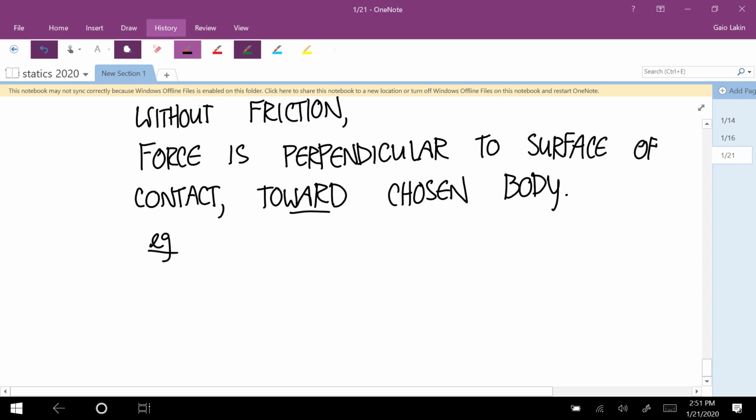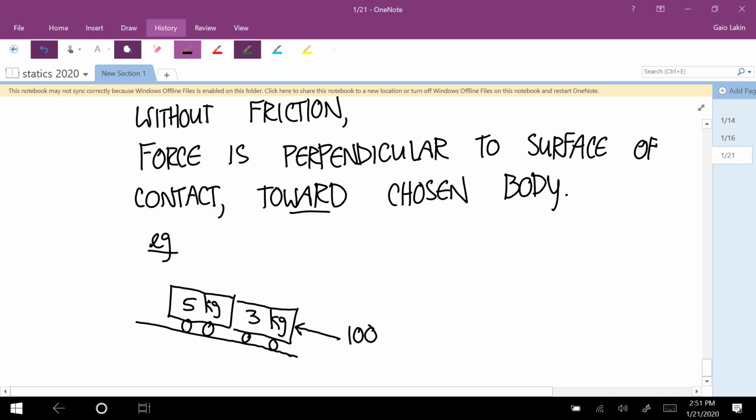So for example, if you have two carts that are in contact and they're rolling along a surface, let's say this one's 5 kilograms and this one's 3 kilograms, and there's 100 Newton force pushing up the ramp. Well, this wouldn't be in equilibrium, but the free body diagram, you still do the same way. So what would those free body diagrams look like?